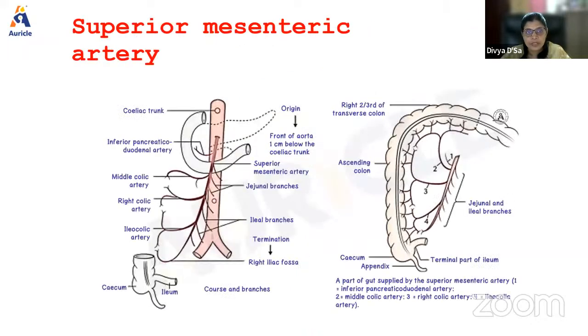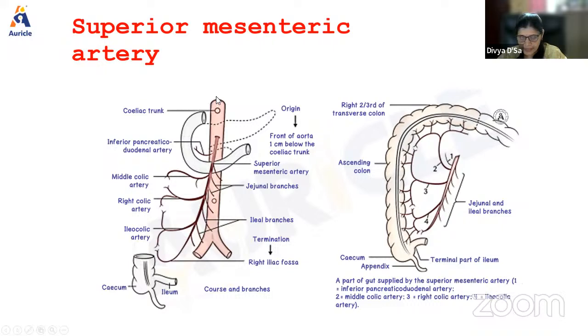So we'll go to the superior mesenteric artery. Where does the superior mesenteric artery begin? Superior mesenteric artery is the anterior branch of which one? The abdominal aorta, right? Okay, so it arises from the front of the aorta.